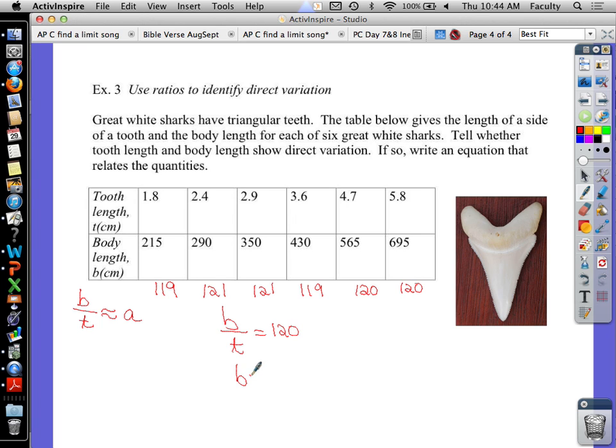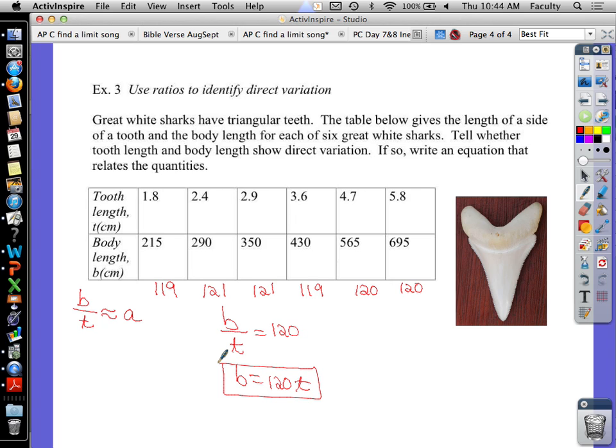And then you could multiply both sides by t, just like we did with our experiment equations, and there's the equation. And so what's really, really neat is that maybe a marine biologist, they've collected enough data, so then they have this equation.